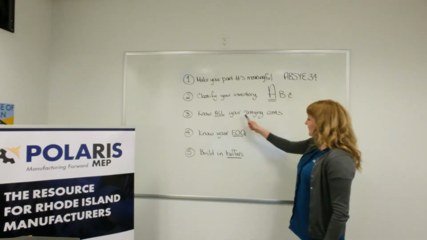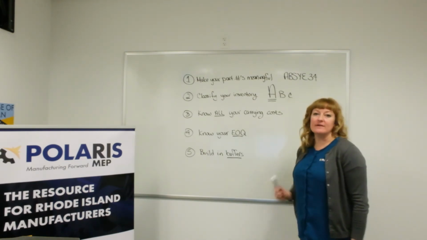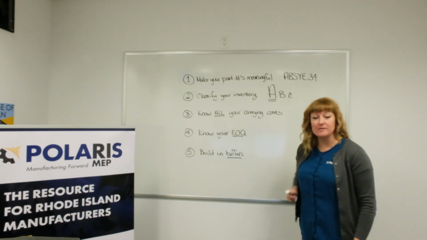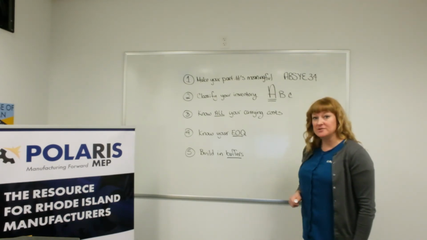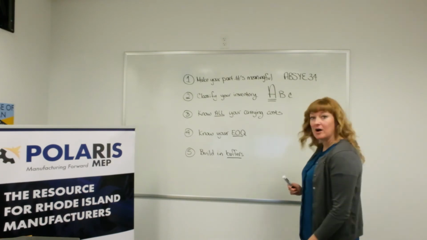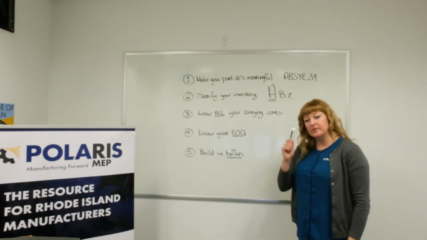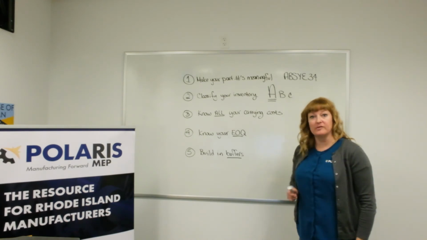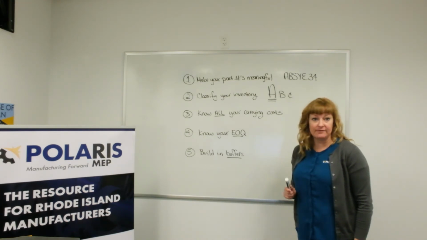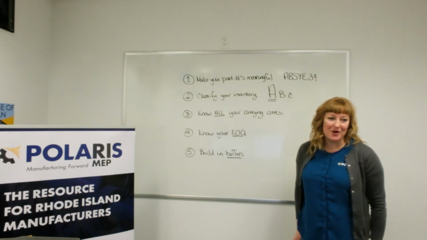Tip number 3, know all of your inventory carrying costs. I say this because inventory can take up to almost 50% of a company's assets. Understanding these costs will help you include them in your total costs and give you a good, realistic perspective, because you can't improve what you don't know.